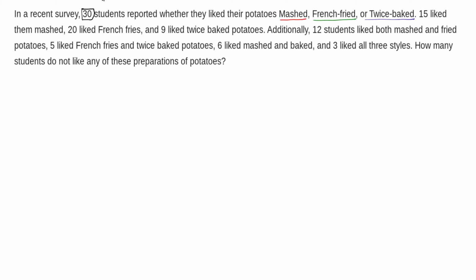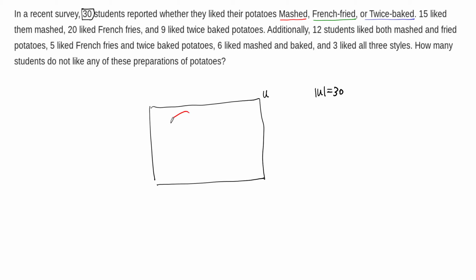And so what I'm going to do here is draw a Venn diagram. Here's our universal set. I like to call it U. The cardinality of this universal set is 30. That's the number of students that were surveyed. And then within this set, there are three subsets: the mashed likers, the French fried enjoyers, and finally the twice baked people who like the twice baked potatoes.